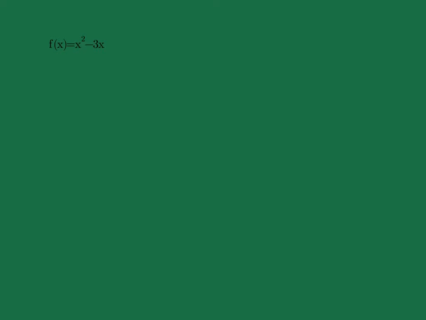Let's start with the function f of x equals x squared minus 3x. So I'm going to begin here just by evaluating this function. Let's say we want to evaluate this function at a value of x equal 2. So I replace x with 2 throughout, and using parentheses as needed here.